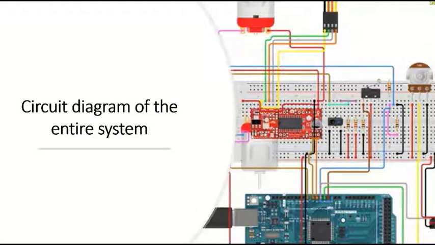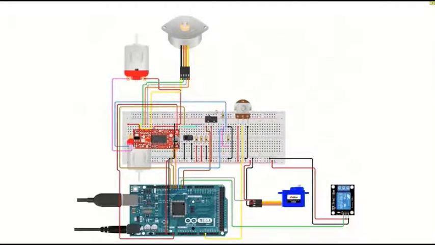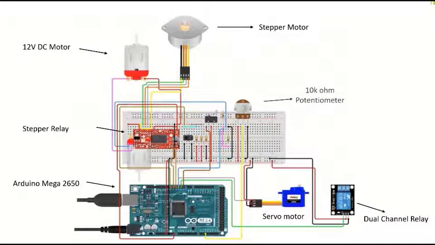This is a circuit diagram of our project. The circuit is powered by a 12-volt battery and processed by Arduino Mega. The circuit consists of a DC motor controlled by Arduino through a dual-channel relay and powered by the battery. The stepper motor is controlled by Arduino through its relay. A servo motor is also used. IR sensors, proximity sensors, and a limit switch are connected. A 10 kilo ohm potentiometer is also used to control and direct the stepper motor.